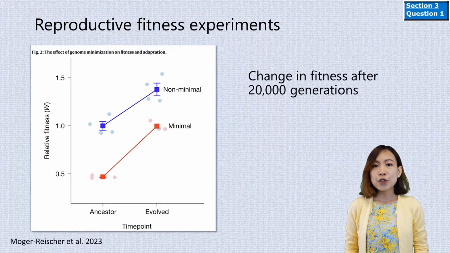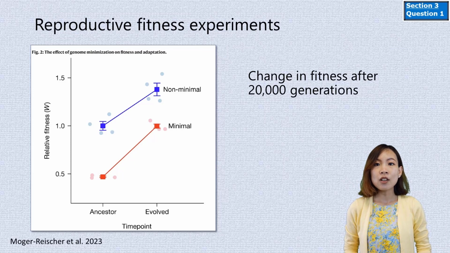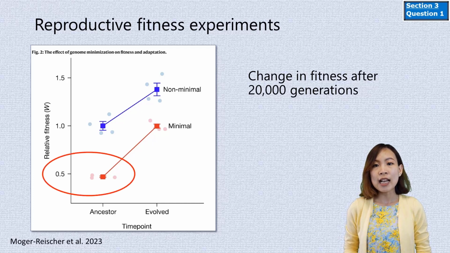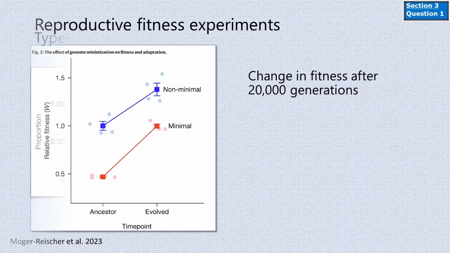To observe the effects of natural selection on a minimal genome, the minimal cell was subjected to reproductive fitness experiments alongside its non-minimal counterpart. Because it has lost so many genes, at first the minimal cell could only produce half as much offspring as the non-minimal cell. In other words, its reproductive fitness was 0.5 times that of the cell that had a full genome. Then, over the course of 10 months, both cell lines were grown in vitro for 20,000 generations.